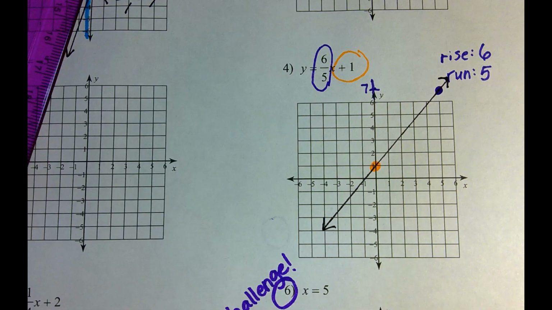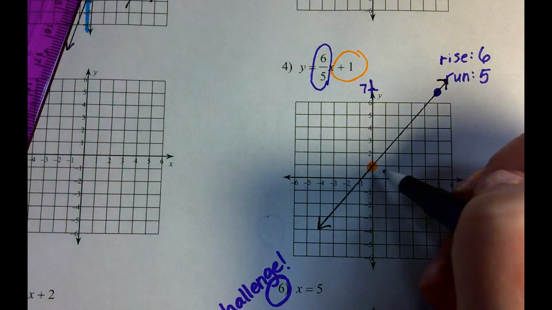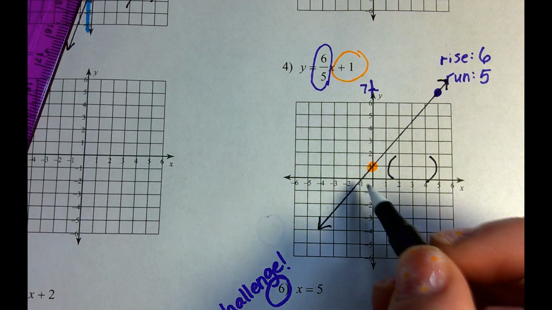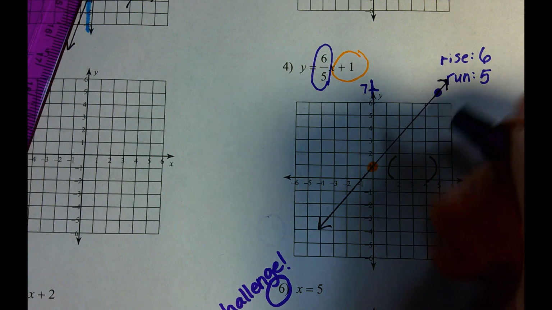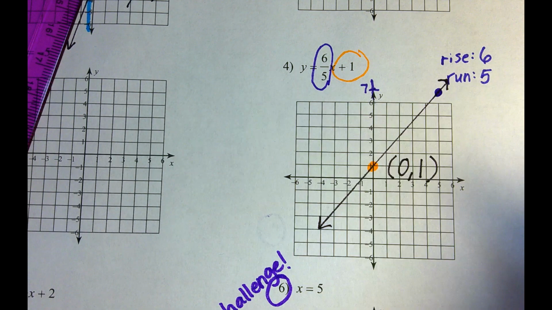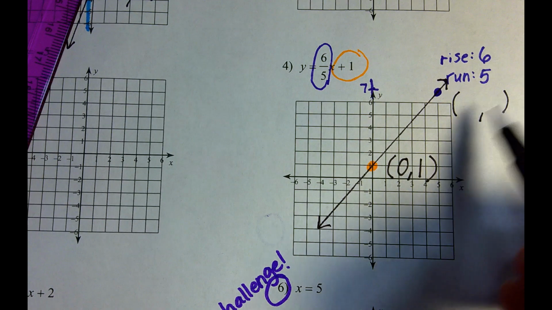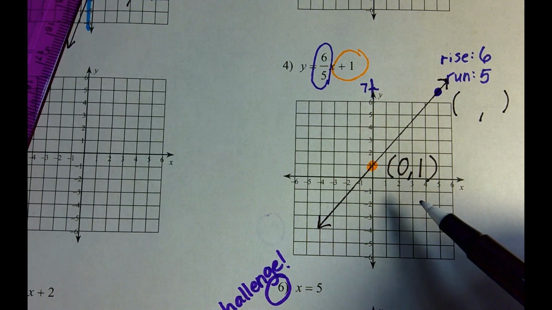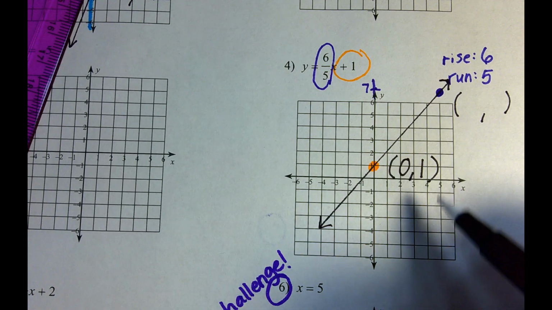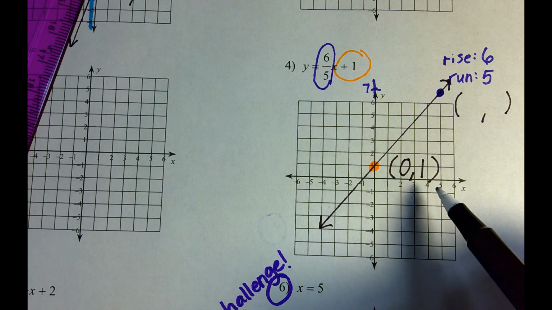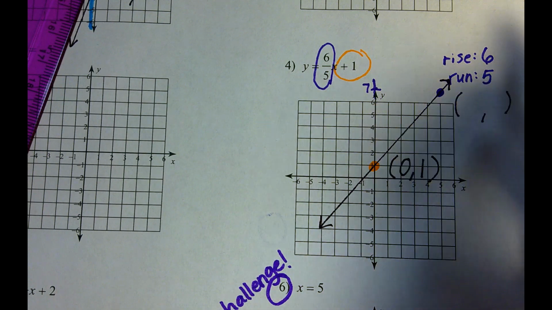Okay, so here's our line. What is the coordinate for our first point? 0, 1. Perfect. 0, 1. Now our second point, what would this be? 6, 5. Let's see. Sorry, 5, 6. Okay, so 5 is our x. Good.